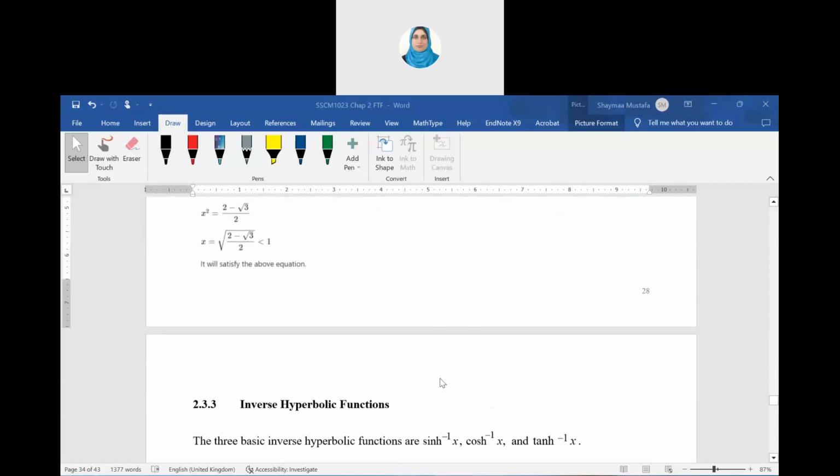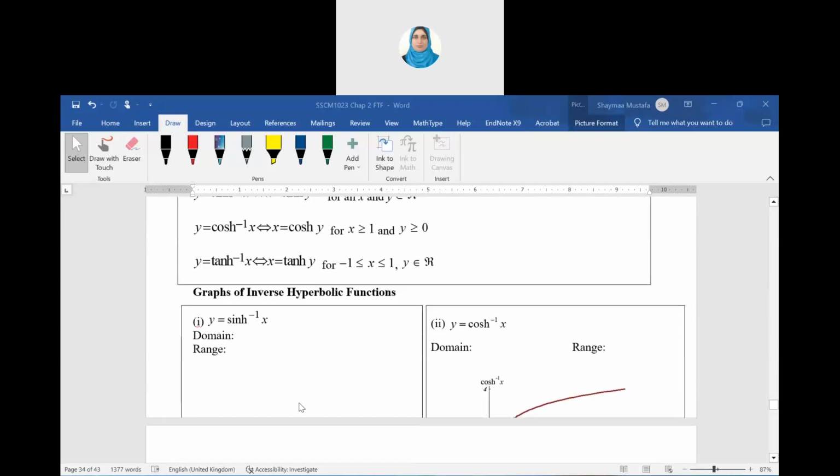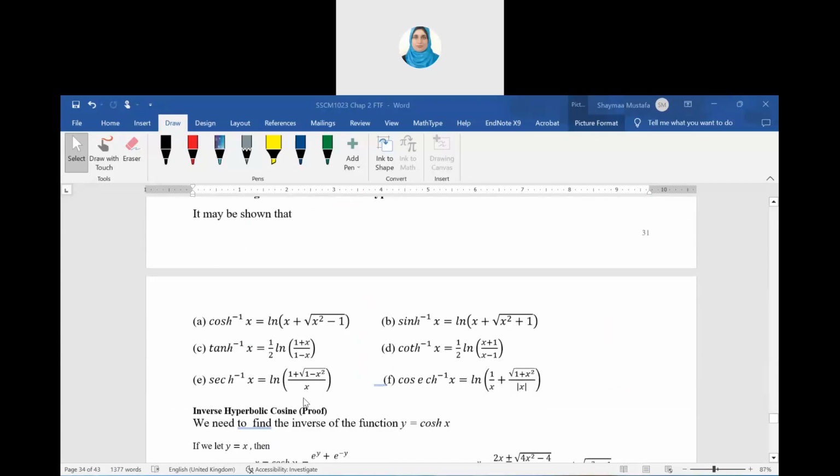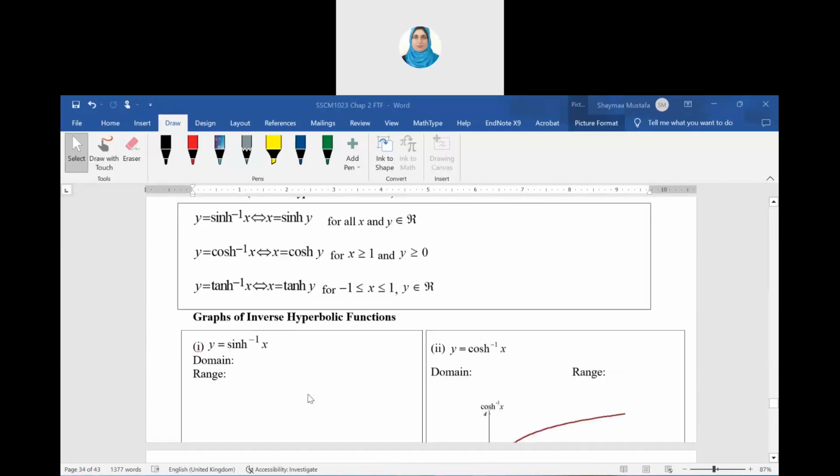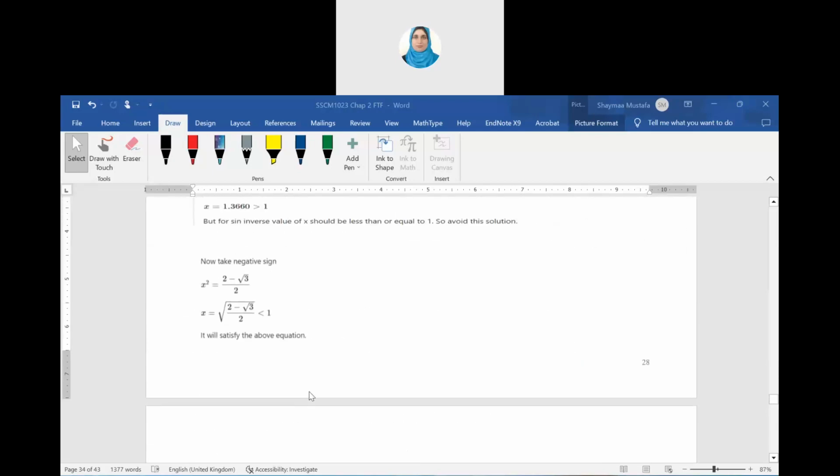Tomorrow we can finish chapter 2 by starting on the inverse hyperbolic functions. Usually in chapter 2, if you check the past year exams, we ask students two types of question: prove or show that a relation is correct, and find the value of x. So you need to study well for your exam.